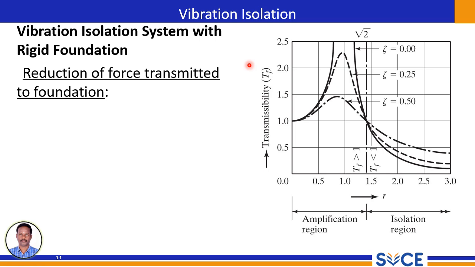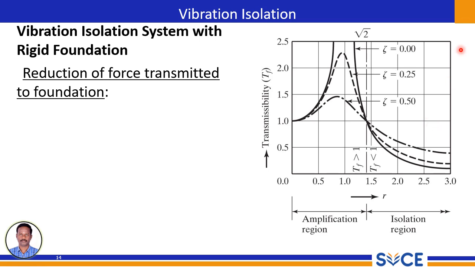Now let's analyze the graph of transmissibility, with transmissibility on the y-axis and frequency ratio on the x-axis. This graph is crucial for understanding the performance of our vibration isolation systems. As you can see, the graph plots transmissibility on the vertical axis and the frequency ratio on the horizontal axis. We have three curves representing different values of damping: the first one zeta equal to 0, the second one zeta equal to 0.25, and the third one zeta equal to 0.5.